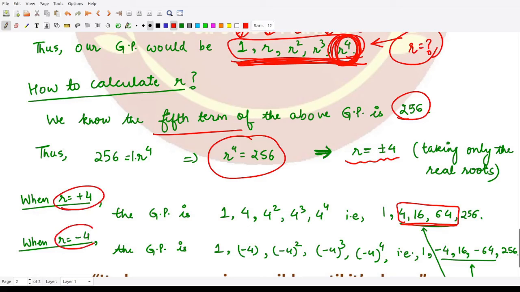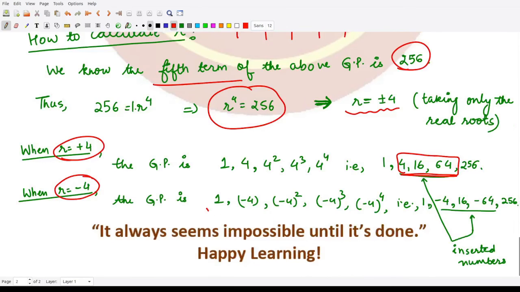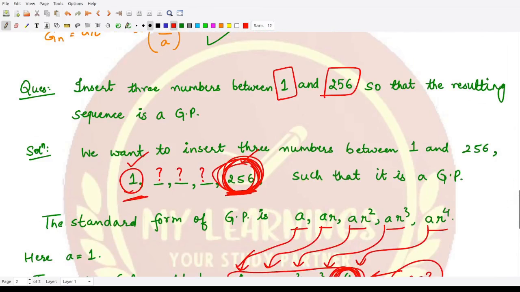What about minus 4? When r is minus 4, we have our terms as 1, minus 4, minus 4 square, minus 4 cube, minus 4 raised to power 4. When you solve all of them, you would have 1, minus 4, 16, minus 64 and 256 as the terms. So that means here we have also inserted three numbers between the numbers 1 and 256 such that the resulting sequence is a GP. I hope you understood this procedure to insert numbers between the given numbers such that the resulting sequence is a GP.